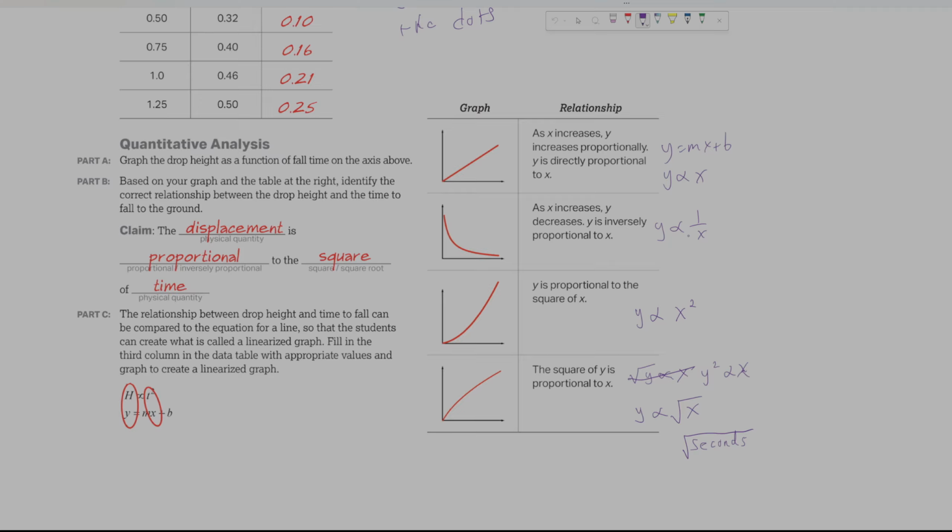I would probably square the y values instead of having to take the square root of the seconds. It just doesn't make a lot of sense to me. But whatever works is what I would choose.